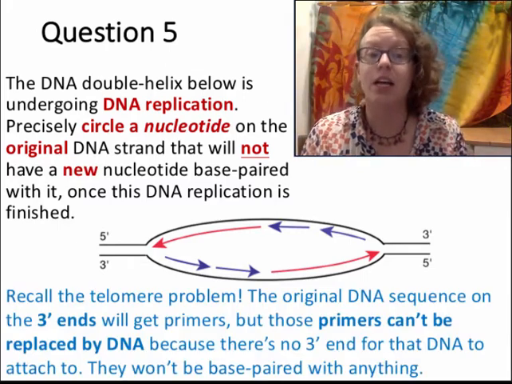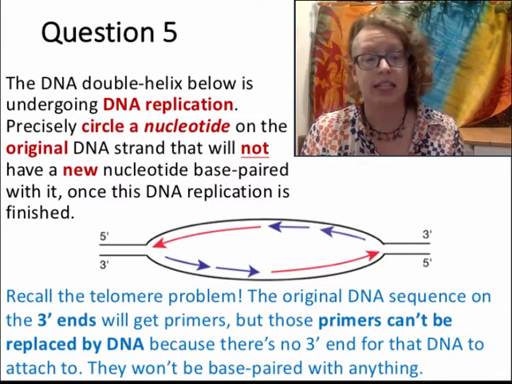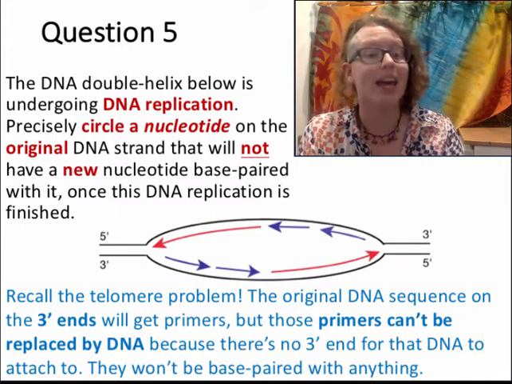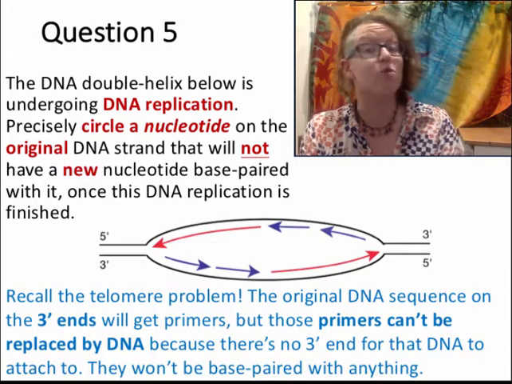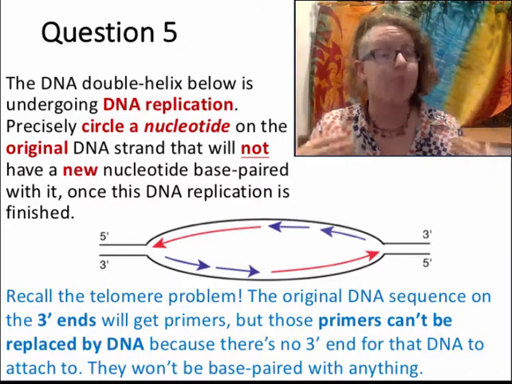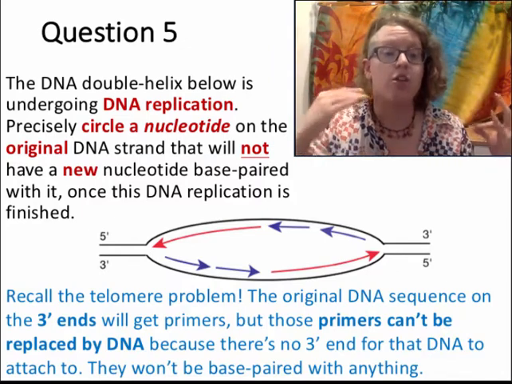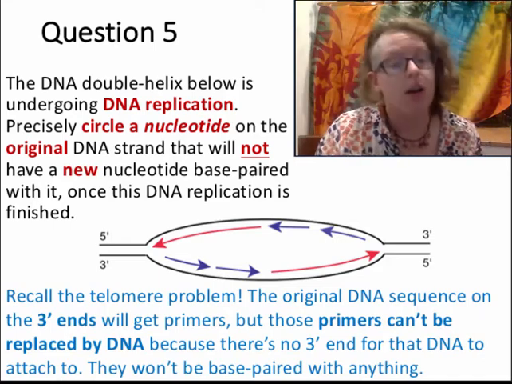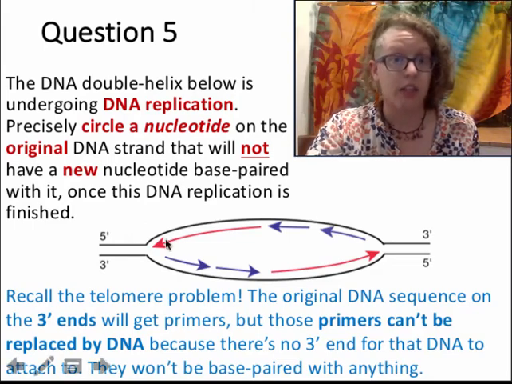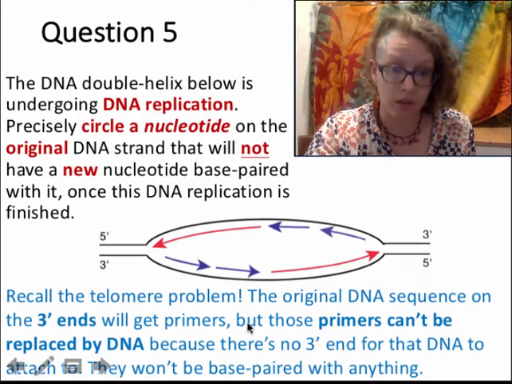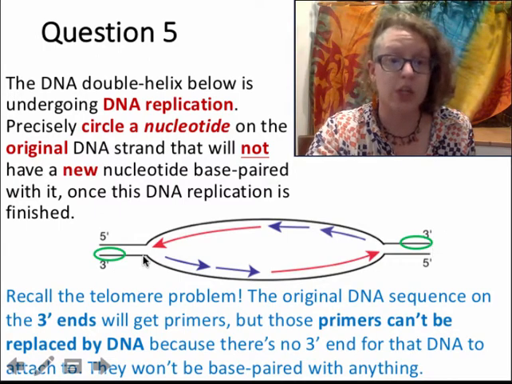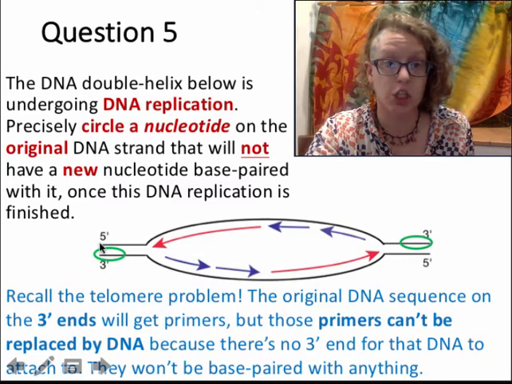So if you remember the telomere problem, the original DNA sequence on the 3' ends, they'll get primers. But those primers can't be replaced by DNA because there's no 3' end for that DNA to attach to. So there's not going to be any base pairing associated with that 3' ended primer, which is at the very start of the lagging strands. And because we're in this replication bubble, that's going to be these 3' ends here. So this is the correct answer. You were expected to circle these two things.